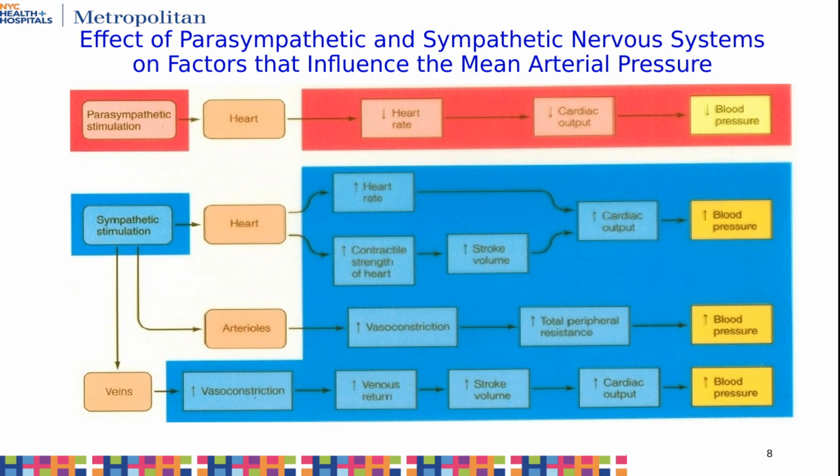Here is the practical takeaway from sympathetic and parasympathetic control of the variables that drive mean arterial pressure. Sympathetic activation tends to raise pressure by increasing heart rate, increasing contractility, and constricting arterioles and veins. Parasympathetic activation mostly slows the heart. It does not meaningfully constrict most vessels.